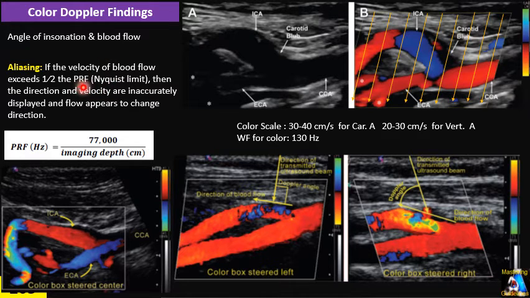That we call the Nyquist limit. If the velocity goes beyond that, it creates aliasing. Or in a more simple way, if our velocity goes beyond the upper limit of our color scale, that indirectly correlates with PRF, it creates aliasing. When the velocity goes beyond that level, the machine or software cannot detect it, and it wraps it around and takes it as the other side.